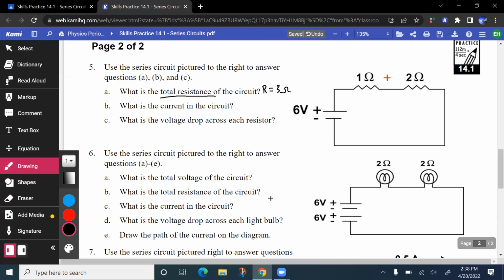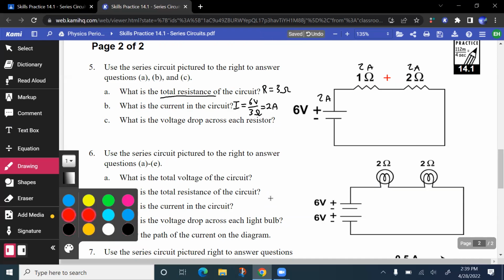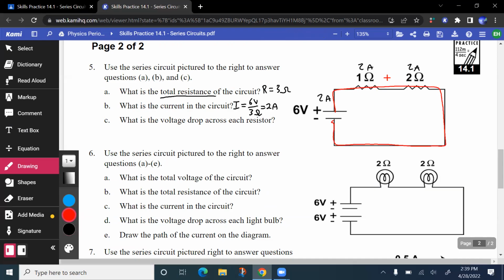Now the current in the circuit is going to be using Ohm's law the same way. So 6 volts divided by your total 3 ohms is 2 amps. So I have 2 amps of current here, 2 amps of current here, and 2 amps of total current coming from the battery. Now, even though it didn't ask me to, I'm going to draw the current going through the circuit again. The current is the same 2 amps everywhere along the way.